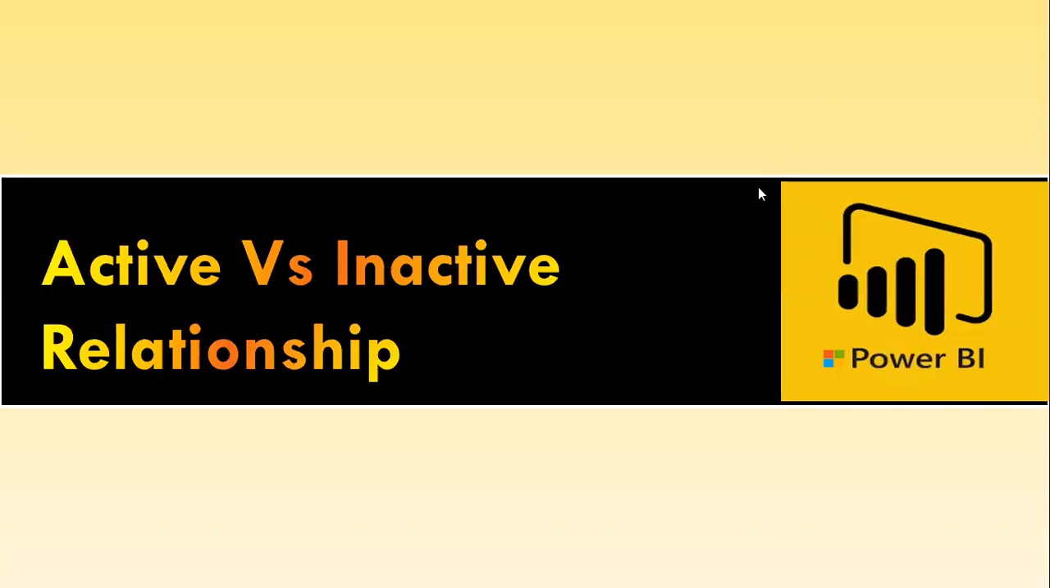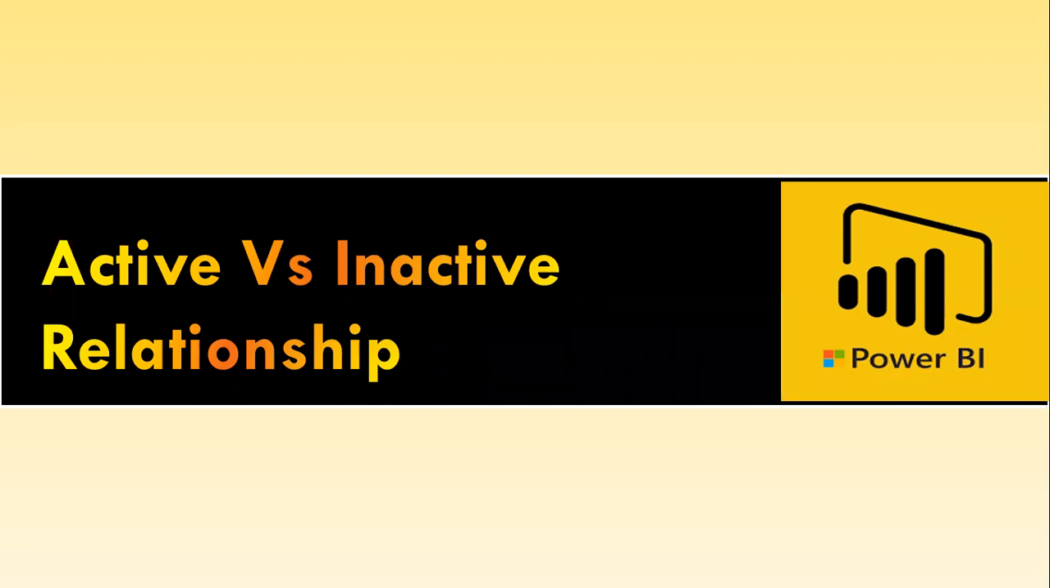Next one is the active and inactive relationship. This is very specific to Power BI. So far we discussed the types of relationship, which are not specific to Power BI. That is the universal concept. If you do any data model design, only those four relationships are possible: one to one, one to many, many to one, and many to many. That is a universal concept, the universal data model type of relationship. But when it comes to active and inactive relationship, this is very specific to Power BI.